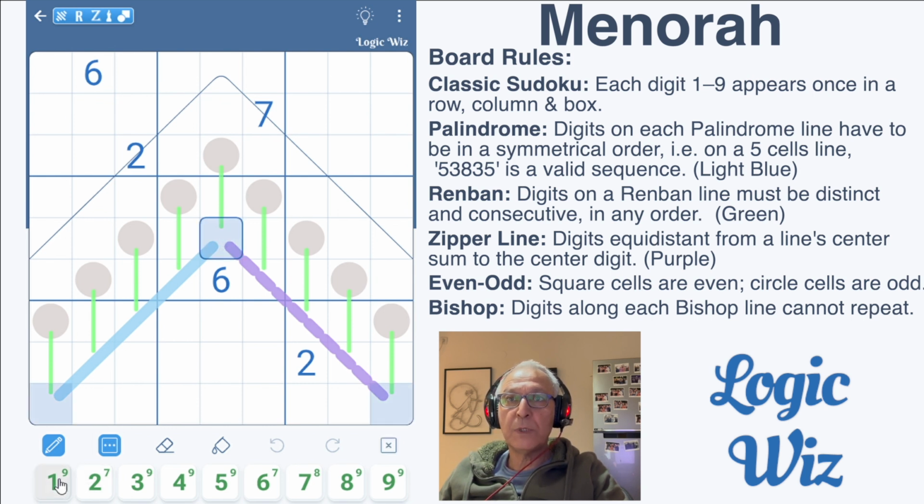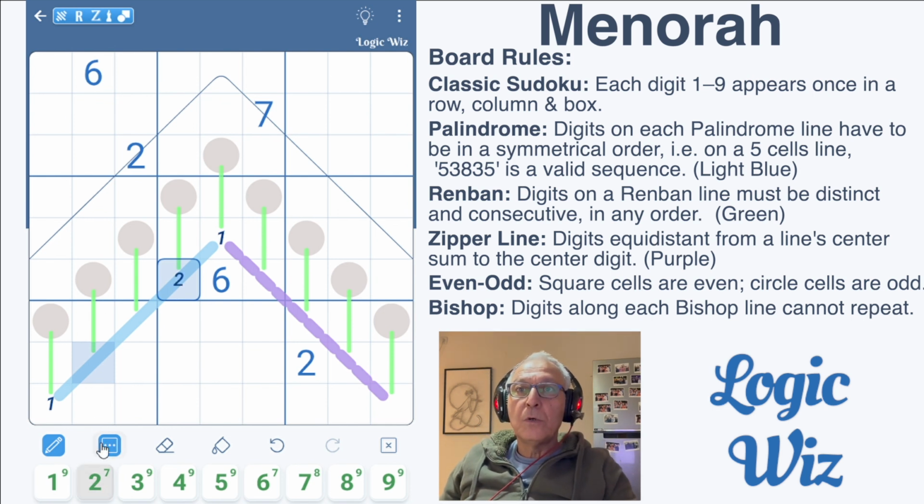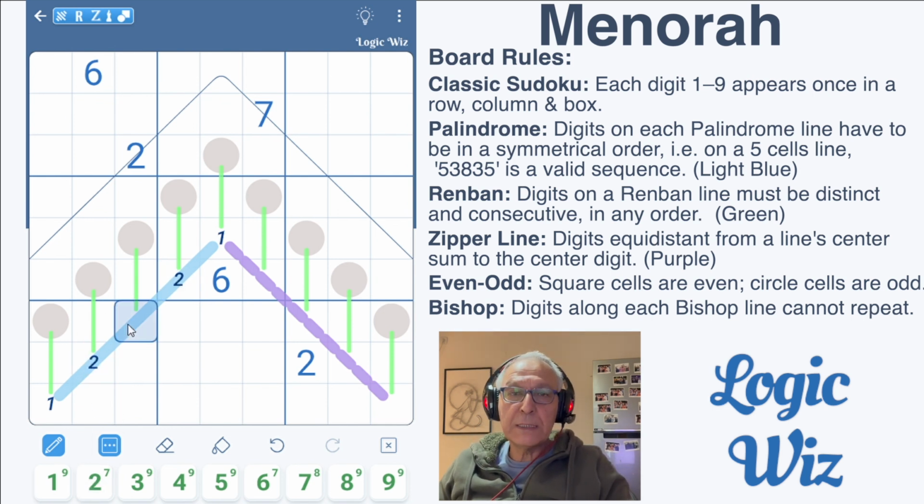Basically, if this one is a 1, this one has to be a 1, and if this one is a 2, the symmetrical one needs to be a 2, and of course the middle one can be any digit when it's an odd number of cells on the palindrome line.